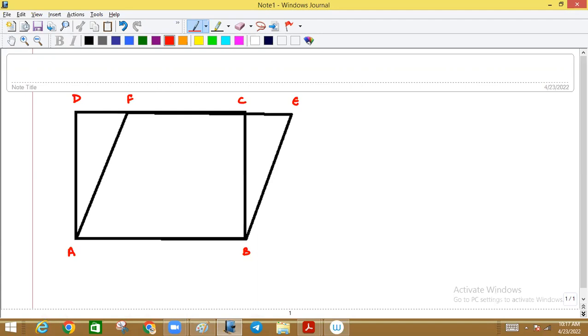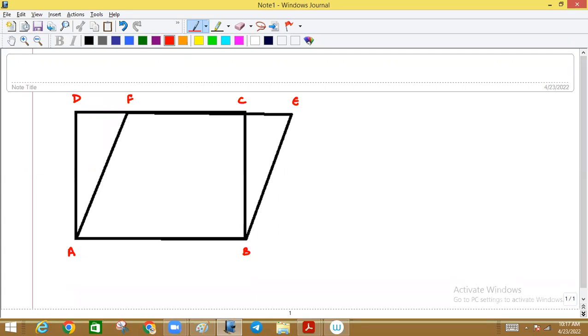It is in such a manner that both rectangle and a parallelogram have the same base. Yes or no? And both of them are in between the same parallels. Yes or no? They are in between the same parallel lines, which means their height is same. And their base is also same.